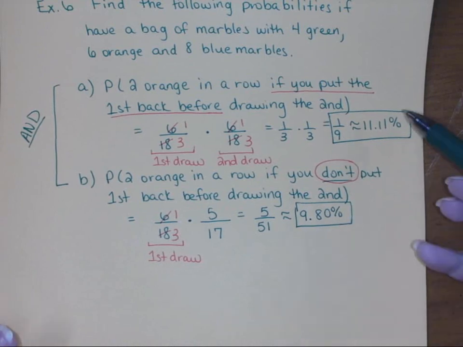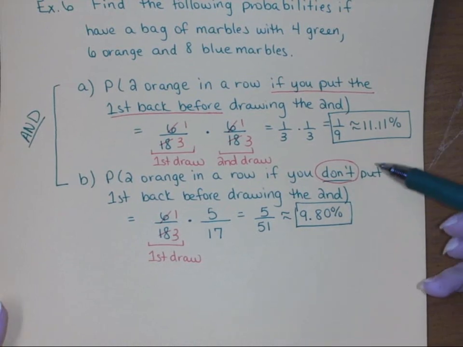Okay, so notice it did change the probabilities, right? It was the same kind of question, but because we didn't put the marble back, we changed the probability for us getting 2 oranges.